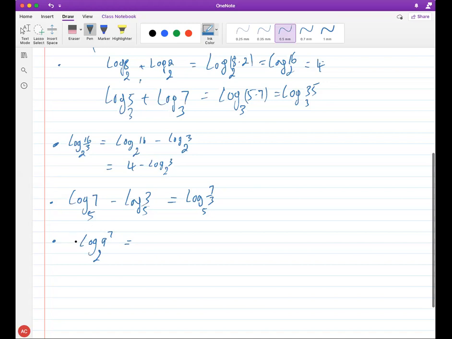Instead, we're just going to move the 7 to the front of the log, so it will be 7 times log base 2 of 9. What is this equal to? 7 times log base 2 of 9 is? 81. It's 81. 3. Is 3.